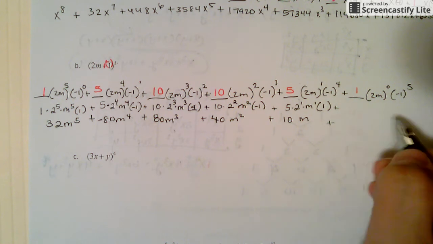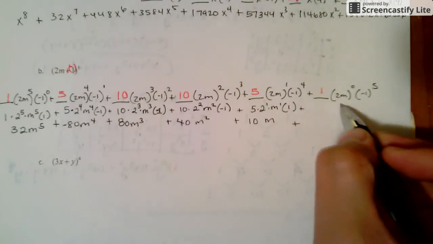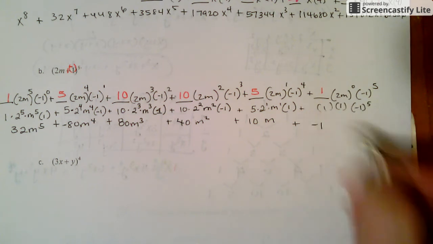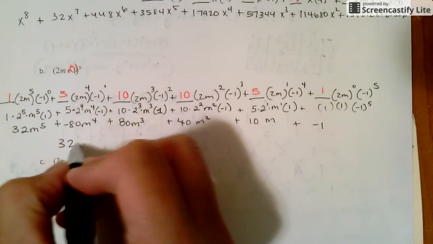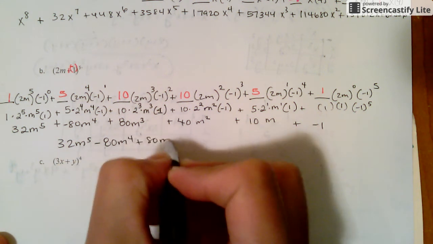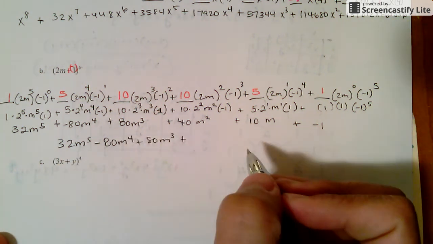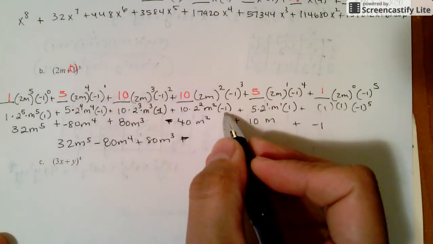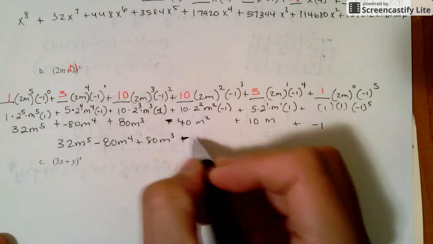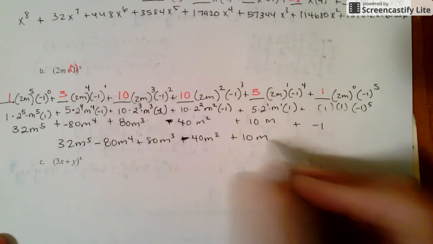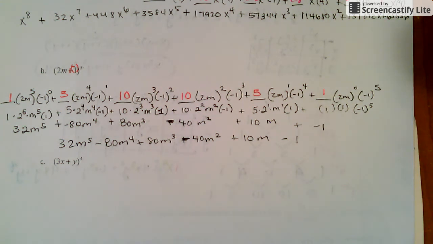And then this piece over here, 2m to the 0 power is 1 times this 1, and then that's negative 1 to the fifth power, which remains negative 1. So if I rewrite this, this is 32m^5 minus 80m^4 plus 80m^3, plus, oh, actually, this is supposed to be a minus here because that was a negative 1 times that. So it's a minus 40m^2 plus 10m minus 1. And that's my binomial expansion of (2m - 1)^5.